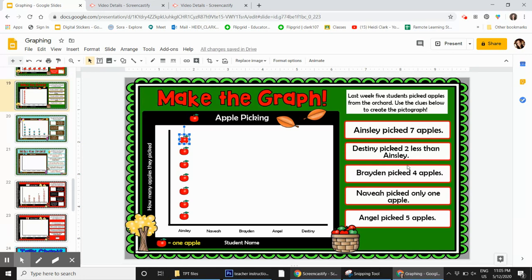So Destiny picked 2 less than Ainsley. Well, 7 minus 2 is 5. So I would come over here to Destiny and I would put 5 apples here. Brayden picked 4, so I'd put 4 here. All right. And then let's look at some of the other ones, because here an apple is 1 apple.